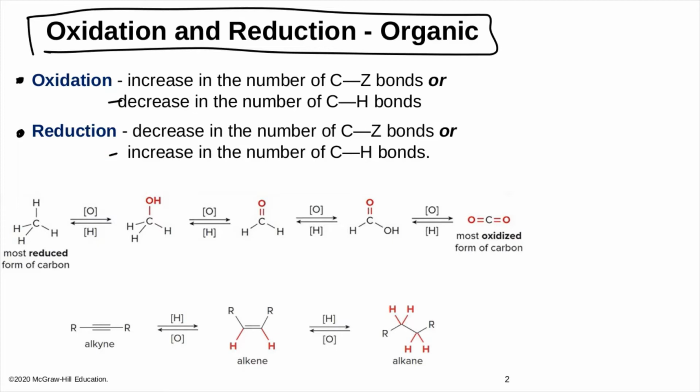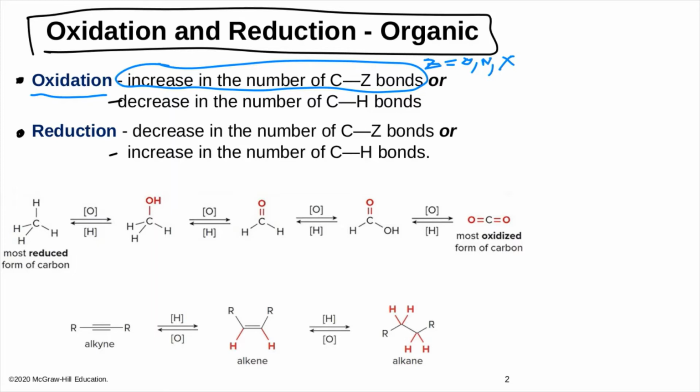So oxidation is an increase in the number of C-Z bonds. And remember what Z equals: an electronegative atom, such as nitrogen, oxygen, or a halogen. The more of these bonds you have, if you increase the number of bonds to an electronegative atom for carbon, you've oxidized it in that reaction.